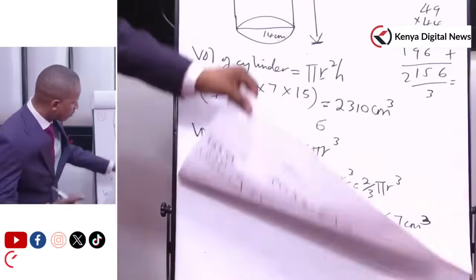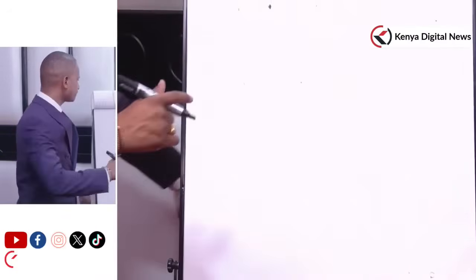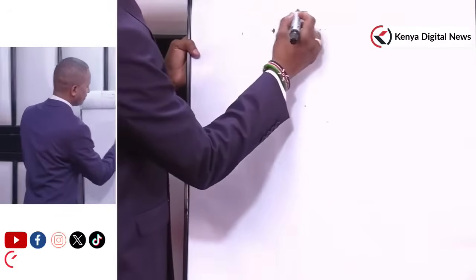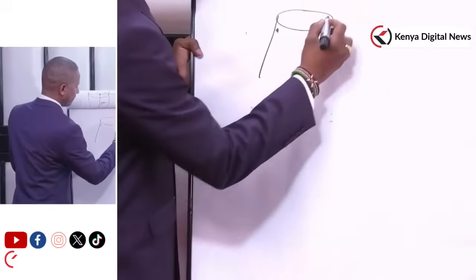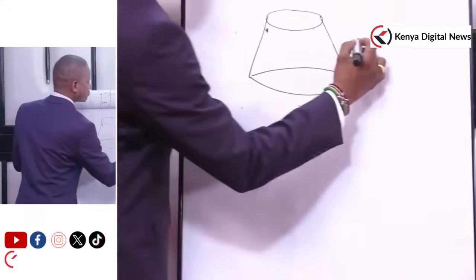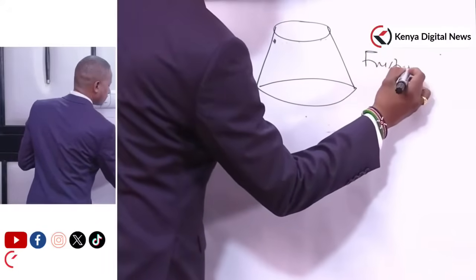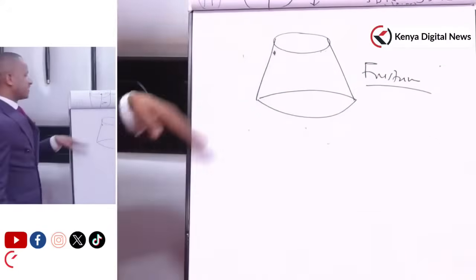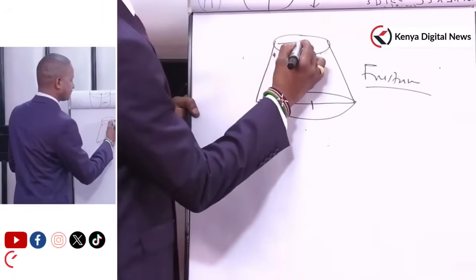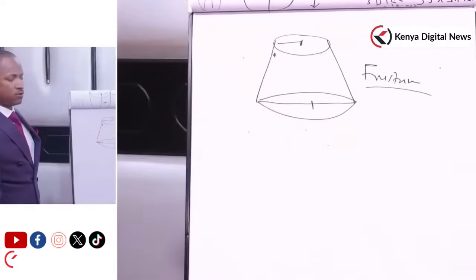Now another commonly set question here, it is not part of our question, but I think it is in the assignments if I'm not wrong. This figure is called a frustrum. This is the diameter, this is the radius. So how do you get the volume of a frustrum? This one is also common.